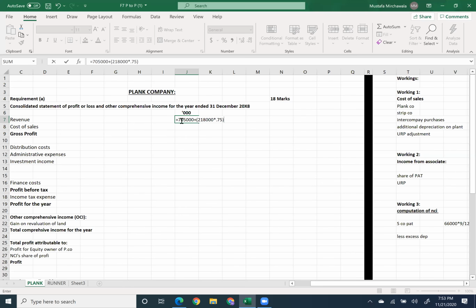Now, do you remember the P2S sale of 39,000? Yes or no? So we need to remove that P2S sale from sales and cost of sales. So let's subtract 39 million. Okay. So this is 8, see, this is 892.